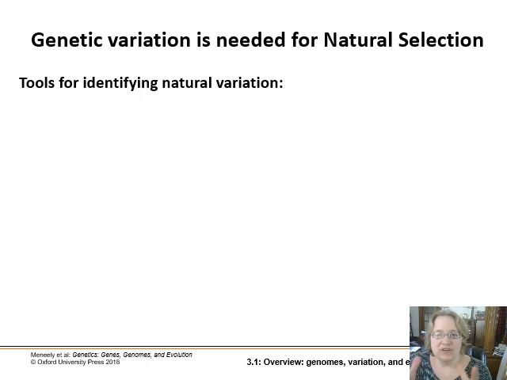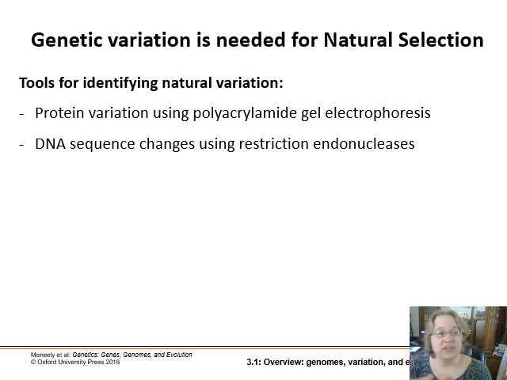So genetic variation is needed for natural selection to act on. And so if we want to see what variation is actually happening, we have a few tools that can do that. We can look at protein variation via polyacrylamide gel electrophoresis, known as PAGE. We can roughly see changes in the DNA sequence using restriction endonucleases.